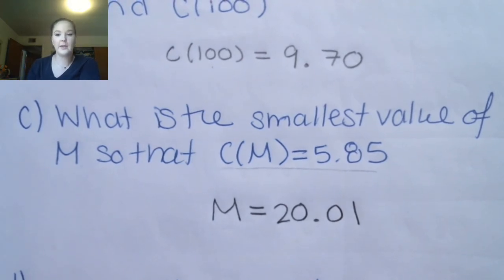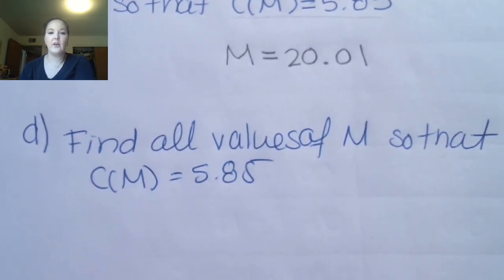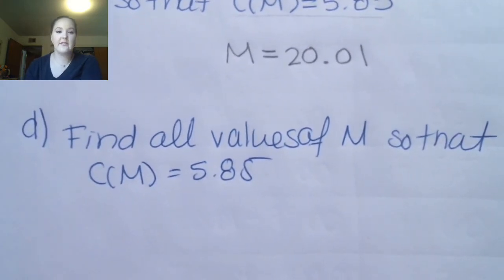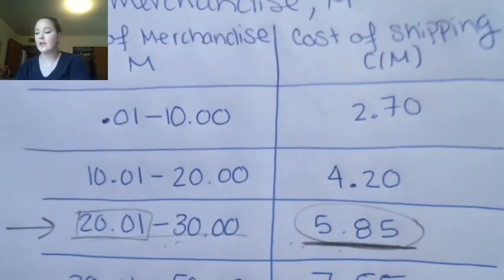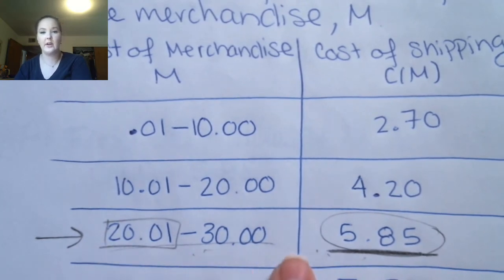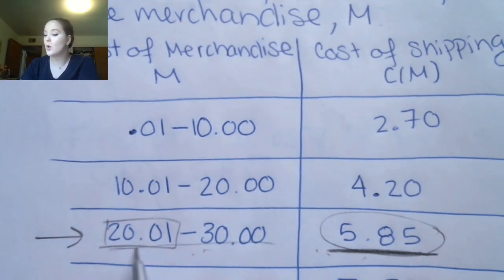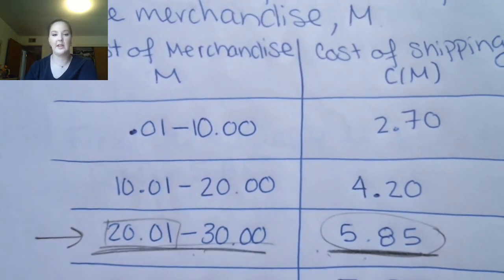Okay. All right. Find all values of M so that C of M is 585. Okay, so again, they're giving us this value 585. So we're talking about this row here. And they want to know this time not the smallest value of M, but all of the values of M. Okay, so that's going to be this whole range that we're looking at here.